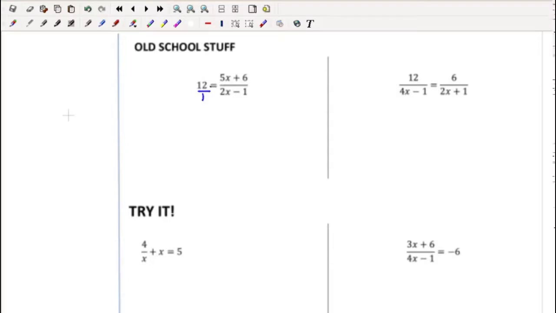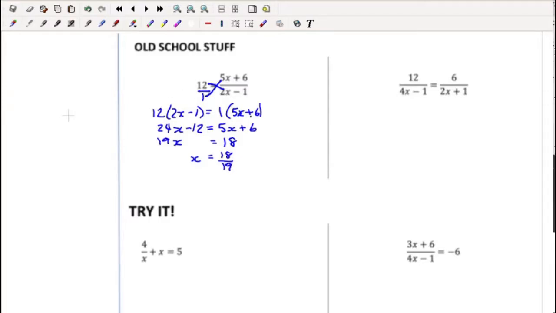And then to solve this, multiply the top of one side times the bottom of the other side, and then the bottom of the first side times the top of the other side. So this would be 12 times 2x minus 1 equals 1 times 5x plus 6. That will get rid of your fractions, and now it turns into a regular equation. So do your distribution. So you got 24x minus 12 equals 5x plus 6. Get all your x's to one side and all your not x's to the other side, and get x by itself by dividing by 19.